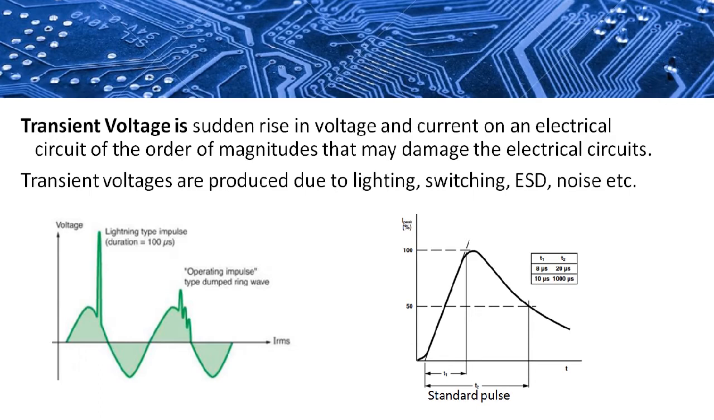If you see the waveform on the left side, there is a sudden spike that is present on the normal waveform. So there should be some provision for limiting this transient, otherwise this may damage the circuitry. So the transient pulses are defined by rise time t1 and pulse duration t2, and IEC has defined a standard pulse for defining the various transients with various durations.